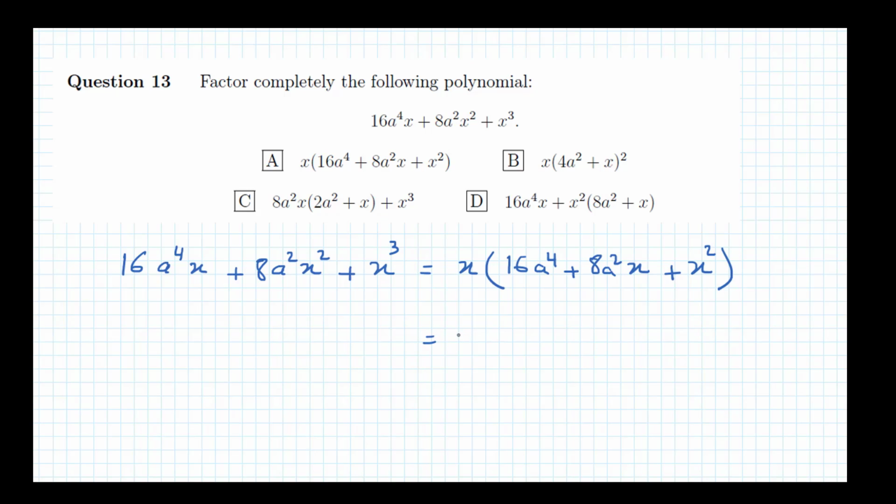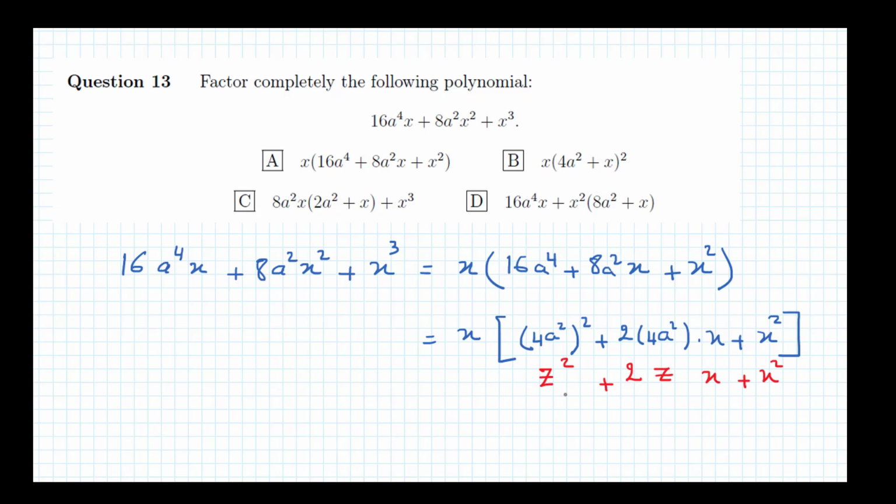In the second step, we can see that 16a to the 4 could be written as (4a squared) squared, whereas 8a squared x is 2 times 4a squared times x, and we keep the x squared as it is. Now, if we replace 4a squared by the letter z, we get z squared plus 2zx plus x squared, which is equal to (z plus x) squared. Now, if we replace z by its expression, which is 4a squared, we see that this polynomial is equal to x times (4a squared plus x) all squared. So the right answer for this question is B.